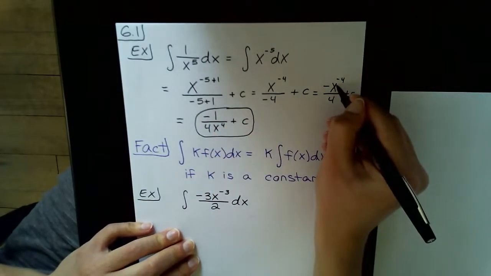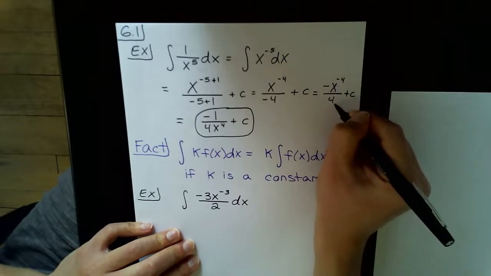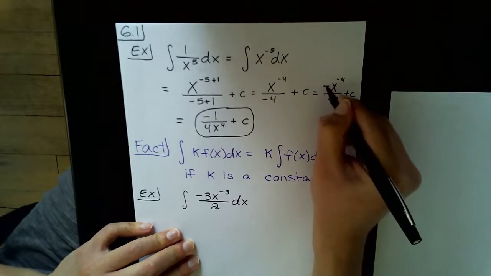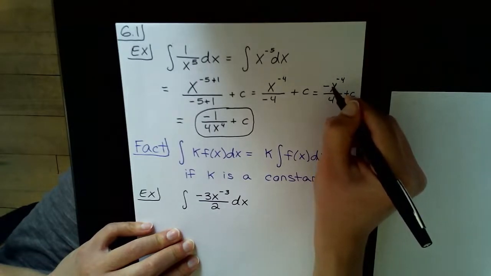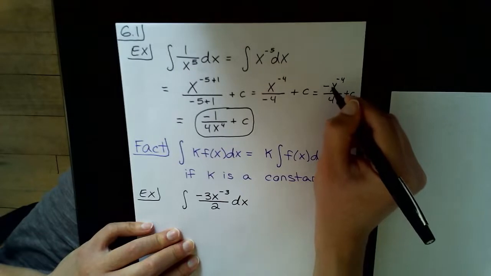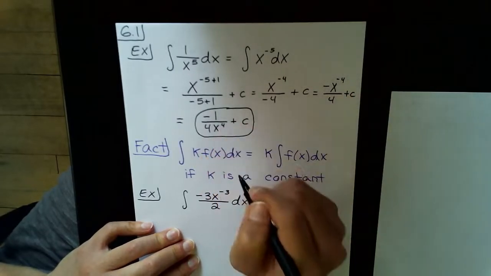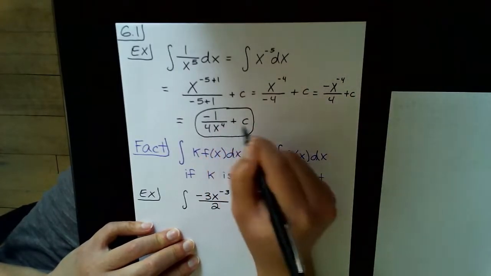Remember, when we move the x to the negative 4th down to the denominator, that negative has to stay in the numerator, and there's technically a 1 in front of that x if we don't put it there. There's always a 1 there, so we're left with negative 1 over 4x to the 4th plus c.